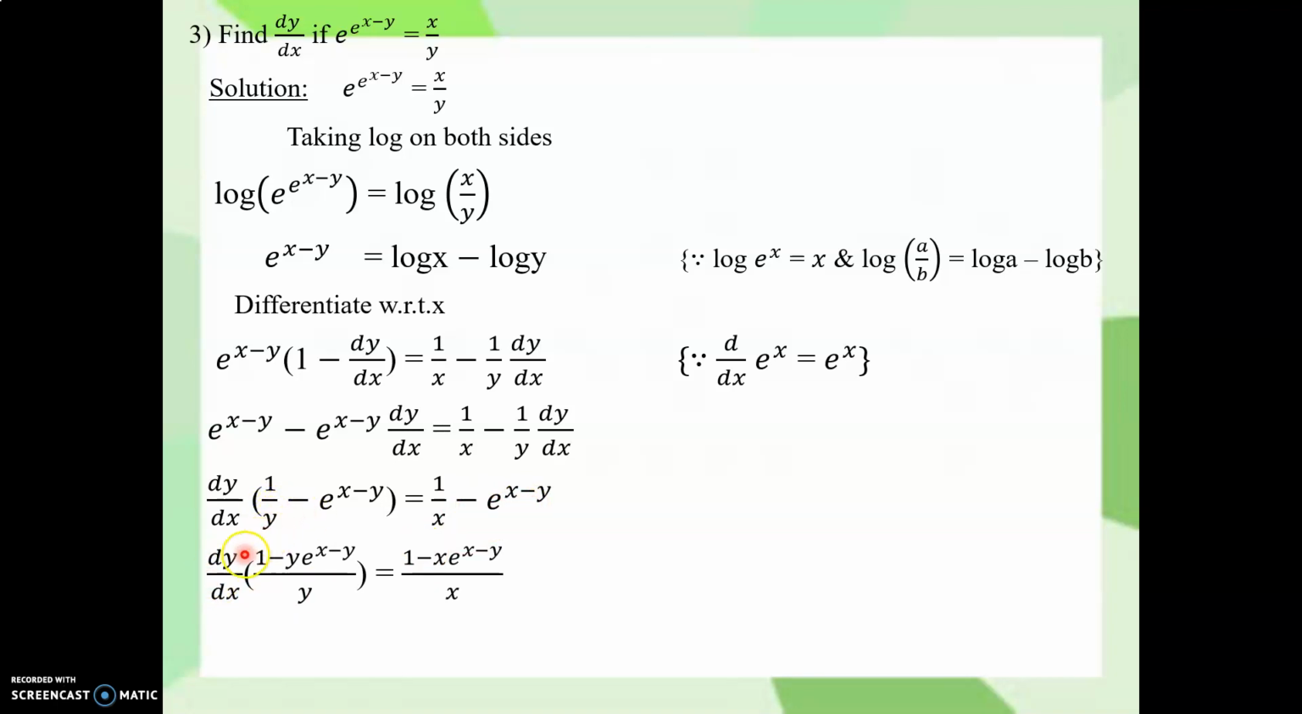Then taking LCM on both sides, so dy upon dx into 1 minus y e raised to x minus y upon y is equal to 1 minus x e raised to x minus y upon x. Now we'll cross multiply this term to the right. So dy upon dx is equal to, this will go to the numerator. So y into 1 minus x into e raised to x minus y upon x is here already. So x into this term will come to the denominator. So 1 minus y into e raised to x minus y. This is the final answer for this question.